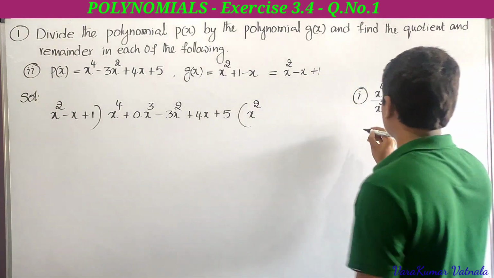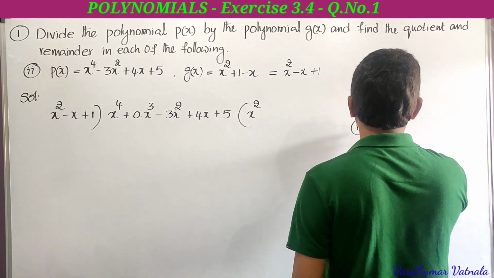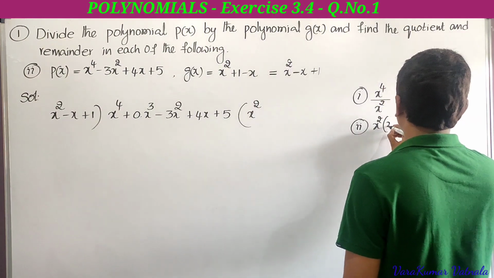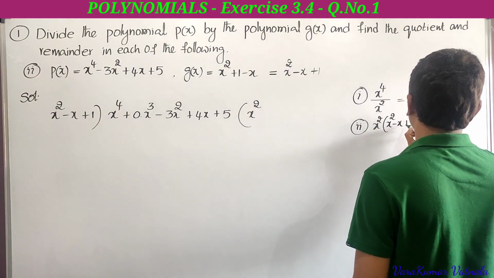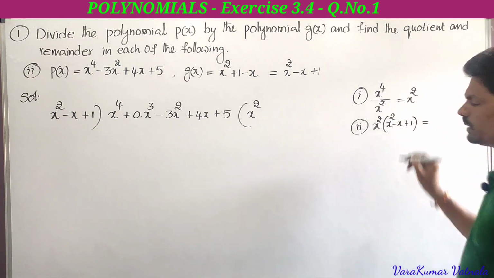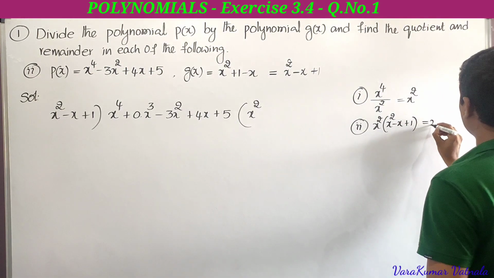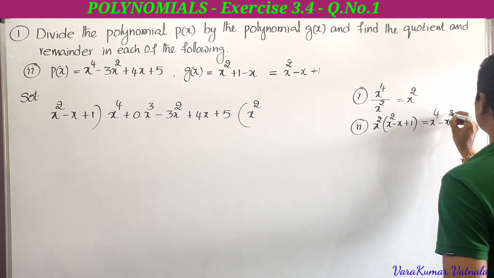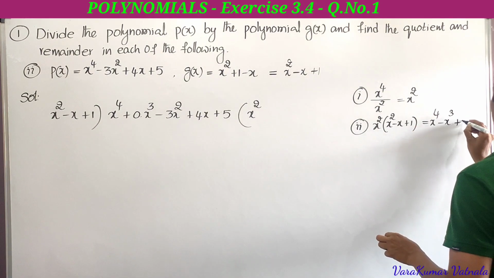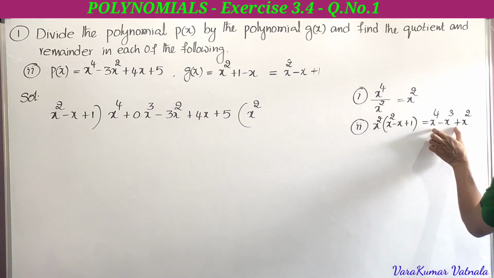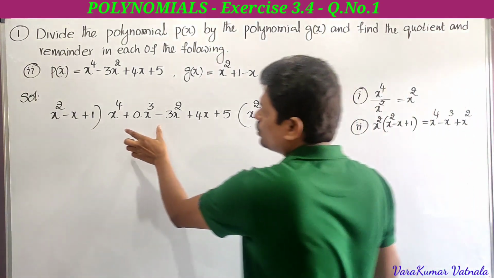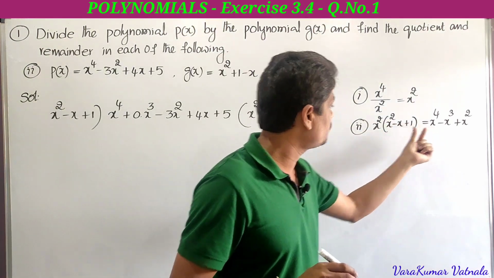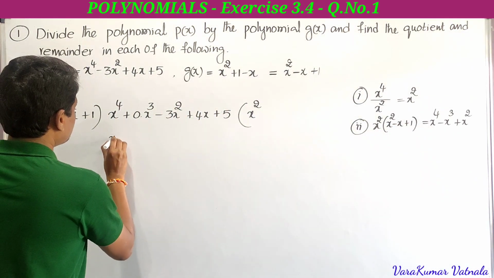In the second step, we have to multiply the divisor by x square, that is x square into x square minus x plus 1. Multiply x square into x square, we get x to the power 4; x square into minus x, we get minus x cube; x square into plus 1, we get plus x square. Now we have to write this result below the dividend terms. Write the x to the power 4 term below the x to the power 4 term.